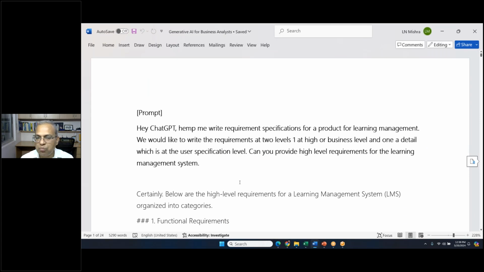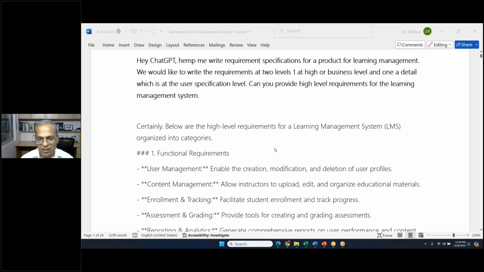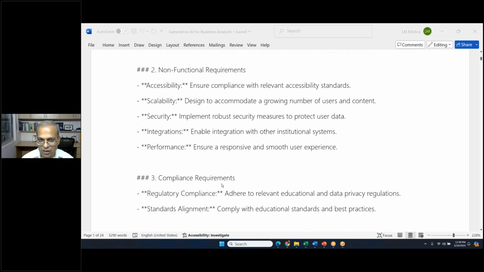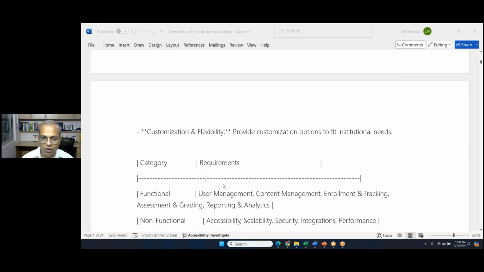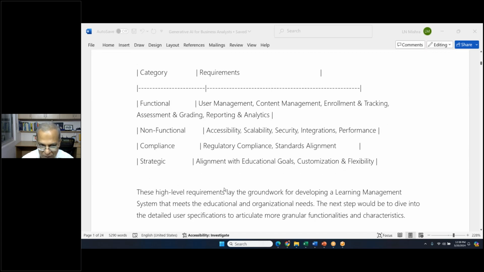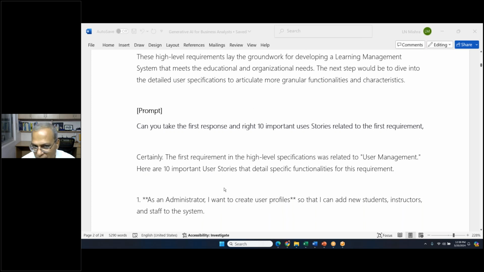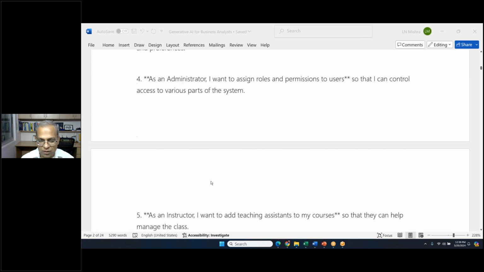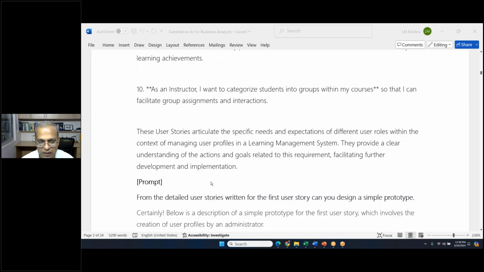I started giving certain prompts to ChatGPT, saying, okay, give me some specification for a learning management system, because we work in that space. And then it started giving me functional requirements. It started giving me non-functional requirements, compliance requirements, and all. And then it did some categorization as well. Then I asked the second question, saying, okay, can you take the first response and write 10 important stories for the first requirement? It started writing the stories for me. So I got the stories written down from ChatGPT.